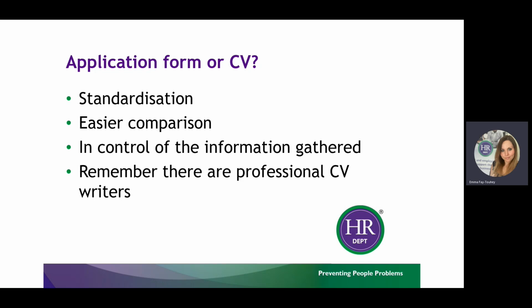And of course, the key is how easy can you make it for people? We don't want to put too many hurdles in the way for people to apply, particularly if it's not a job that requires a lot of admin, because someone might not necessarily be good at filling in an application form, whether that's on paper or online.